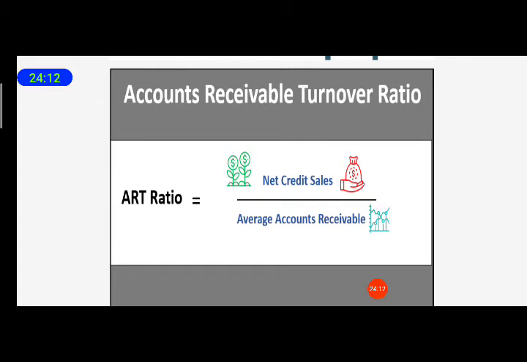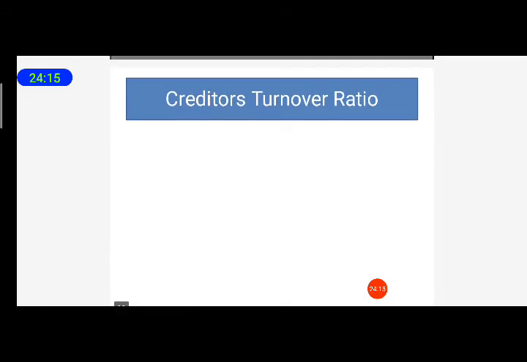Next, the creditors turnover ratio. The creditors turnover ratio, also known as the accounts payable ratio or creditors velocity ratio, expresses the relationship between credit purchases and average trade creditors. The objective of computing this ratio is to determine the efficiency with which the creditors are managed.